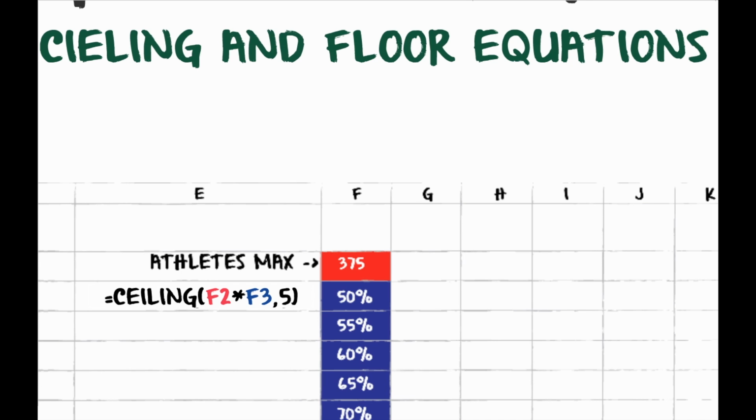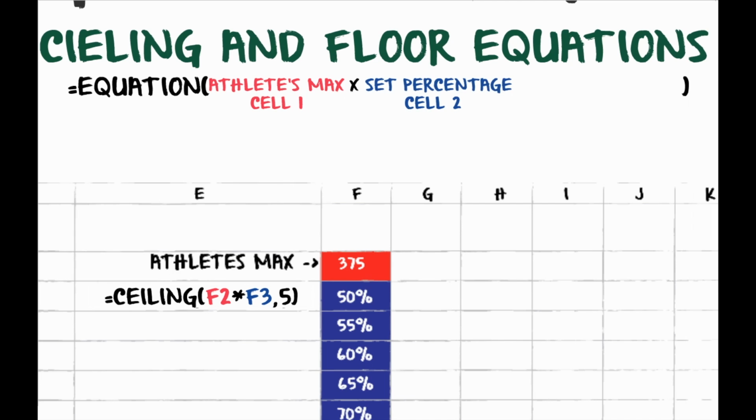Each equation in Excel begins with an equal sign, followed by the equation's name, and begins with an open parenthesis and is completed with a closed parenthesis. Now, the ceiling and floor equations basically perform the same function. The first cell entered will represent the athlete's max, and the second cell represents the set percentage. In Excel, to complete a multiplication equation, we must use the star symbol, which can be found above the number 8. To type it, just simply hold down Shift and hit the number 8.